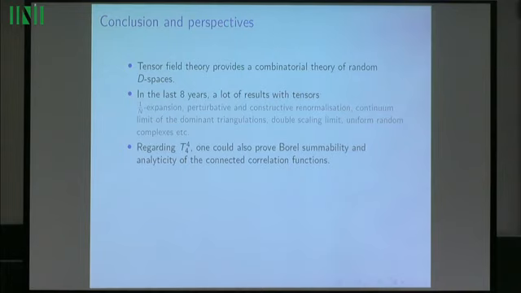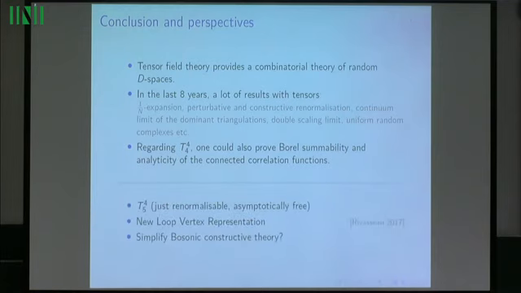I would say that it might be a bit oversold, but let's say that tensor field theory provides at least a combinatorial theory of random spaces. And there have been a lot of results in the last 8 years. Regarding perspectives, we are working on rank 5, the same model but in rank 5, with Vincent. It's just renormalizable, but in contrast with the rank 4 model, it's asymptotically free. So we have good hope that we can construct it. And then I keep the rest for questions. Okay, thank you.